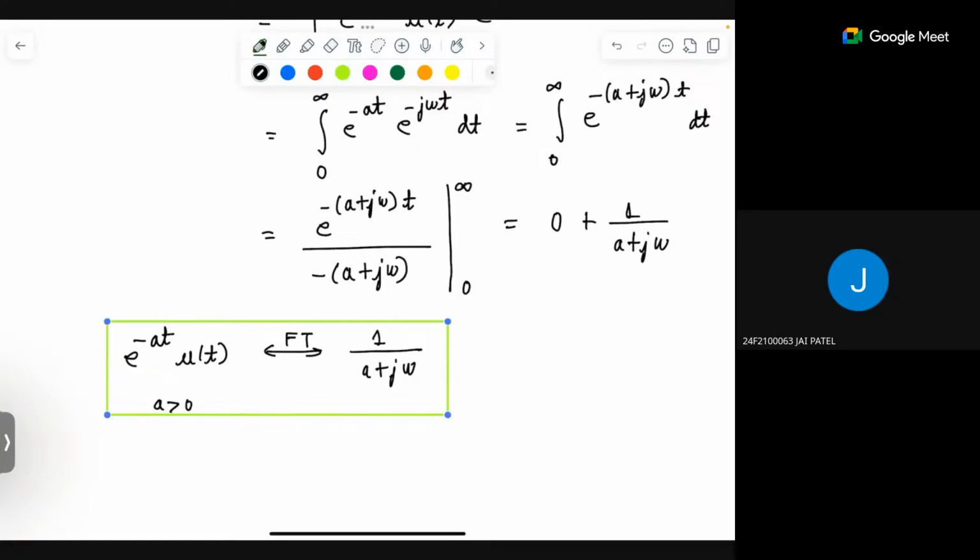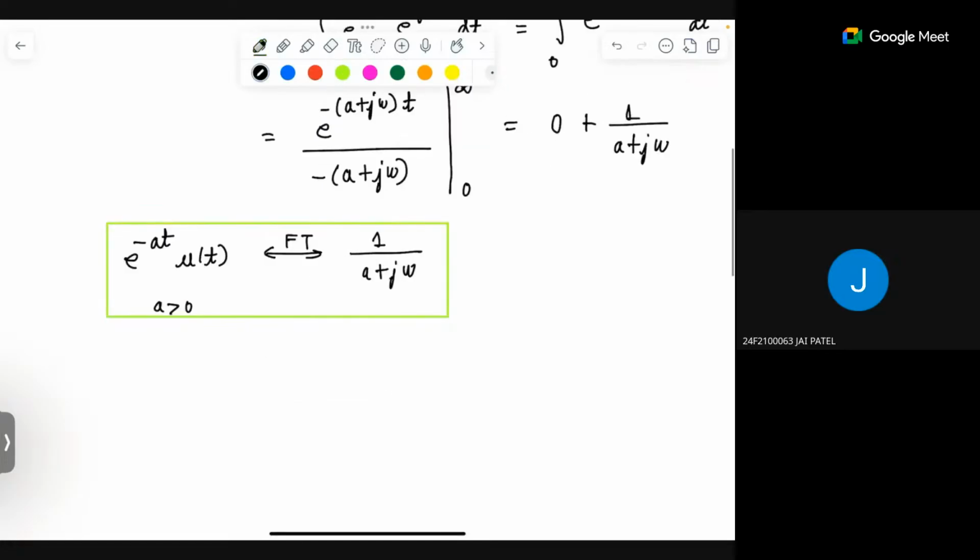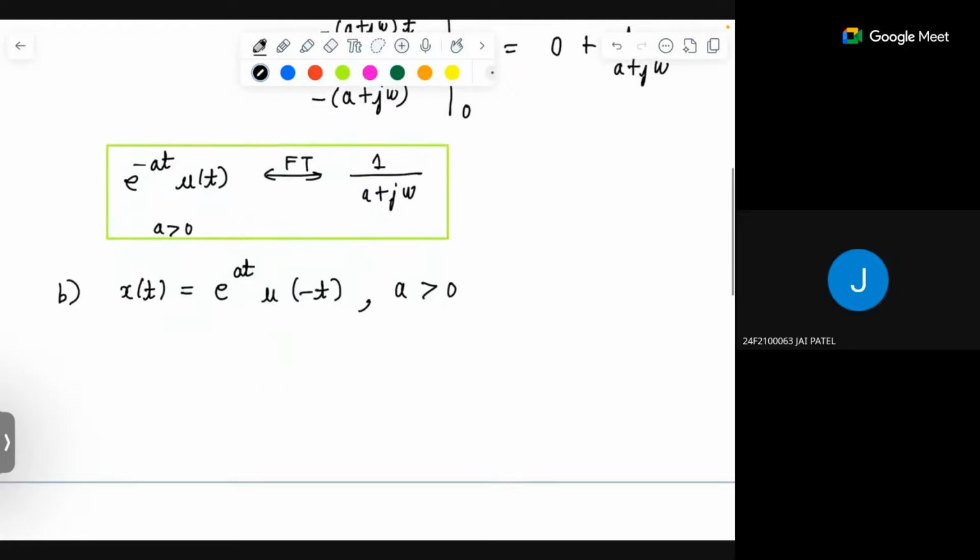Yes, ma'am. Okay, now B part you have to do. It is just very similar. You have to apply the same formula. B part, x(t) is equal to e raised to the power of a t u of minus t. Again, a is given to be greater than 0. You have to find the Fourier transform of x(t). So take 3 minutes, should be fine now for this.